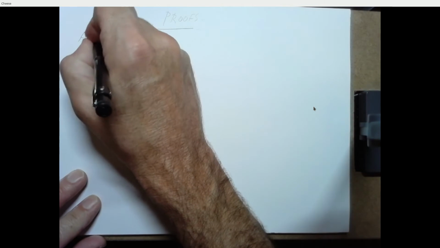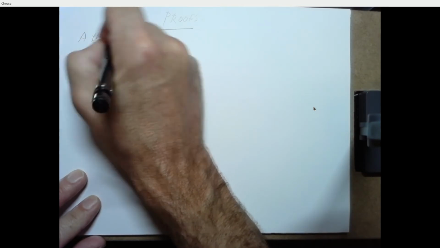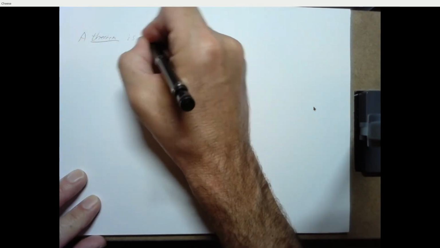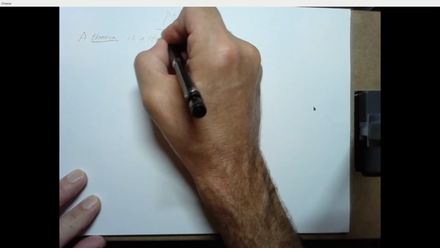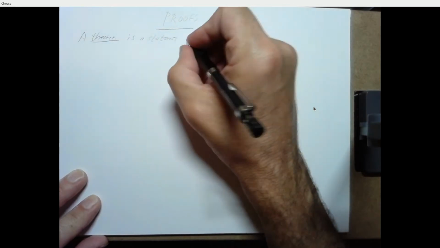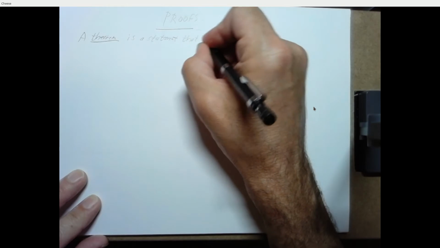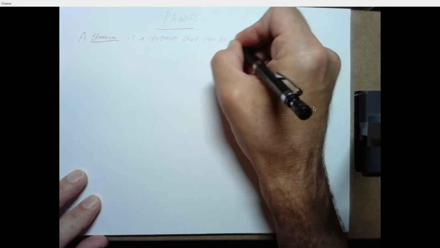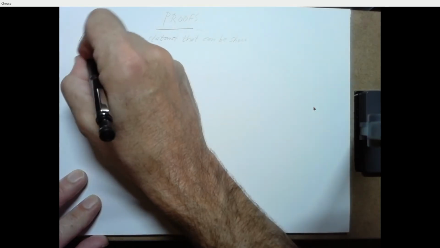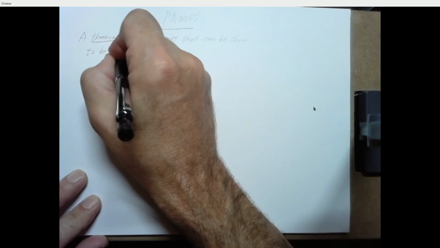A theorem is a statement that can be shown to be true. So when someone states a theorem, what they are doing is making a statement that can somehow be shown to be true. If it can't be shown to be true, but it can't be shown to be false, it's a hypothesis. It's something that may be true.